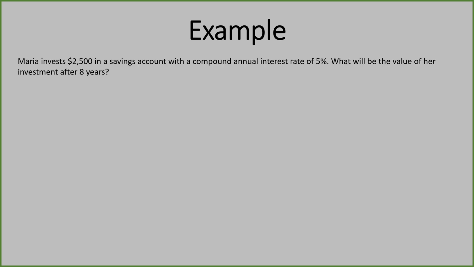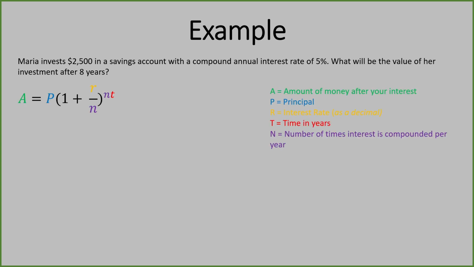Maria invests $2,500 in a savings account with a compound annual interest rate of 5%. What will be the value of her investment after 8 years? We'll put that same formula up on the screen, and we'll also include our explanation cheat sheet as well, because that will help us. Alright, so let's try and fill in some information.